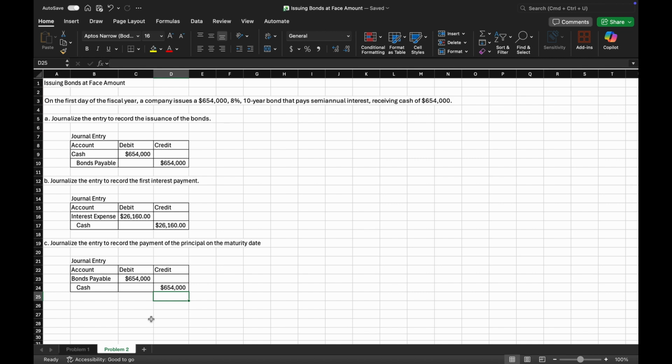And there you go. You now know how to journalize bonds being issued at a face amount, as well as how to journalize the entry to record the first interest payment and the entry to record the payment of the principal on maturity date. If you ever need a reminder of this concept, feel free to come back and watch the video at 2x speed.